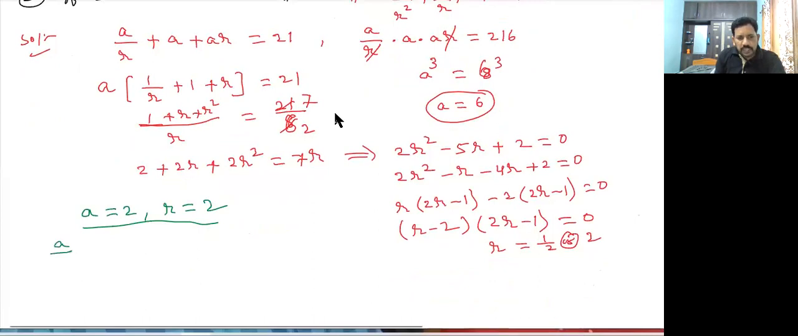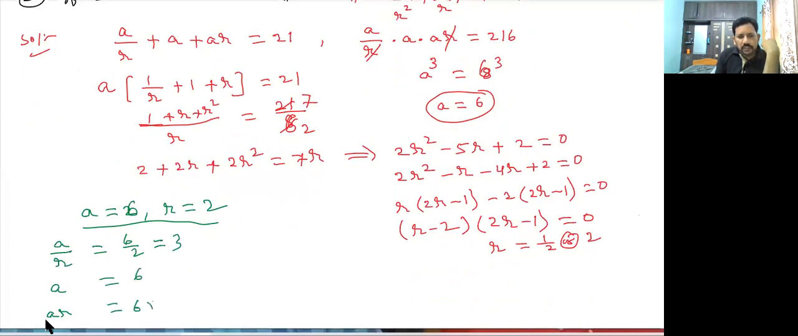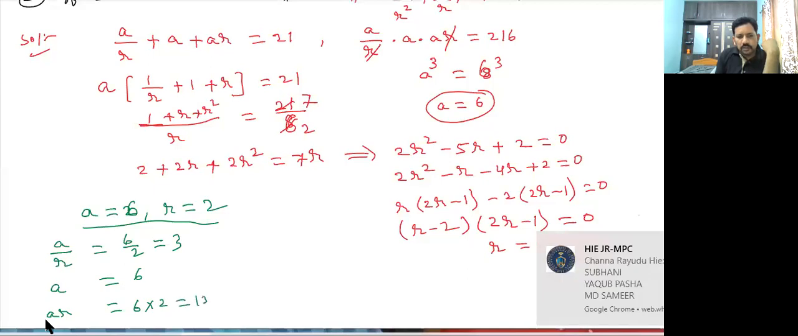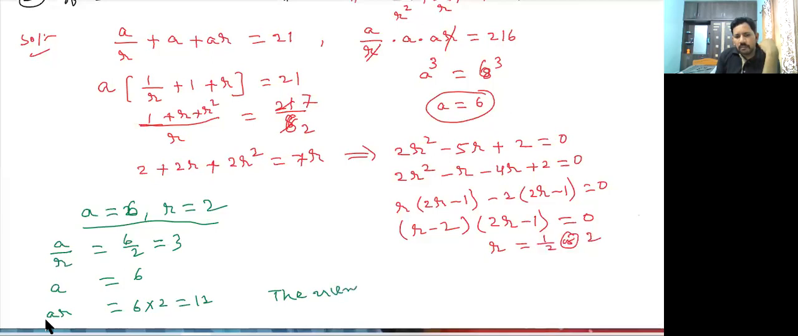Now we need to find the numbers. Numbers means first one is a by r, second one is a, third one is ar. A value is 6. 6 by 2, that is 3. This is 6. 6 into 2, 12. So finally, the numbers are 3, 6, 12. This is the answer.